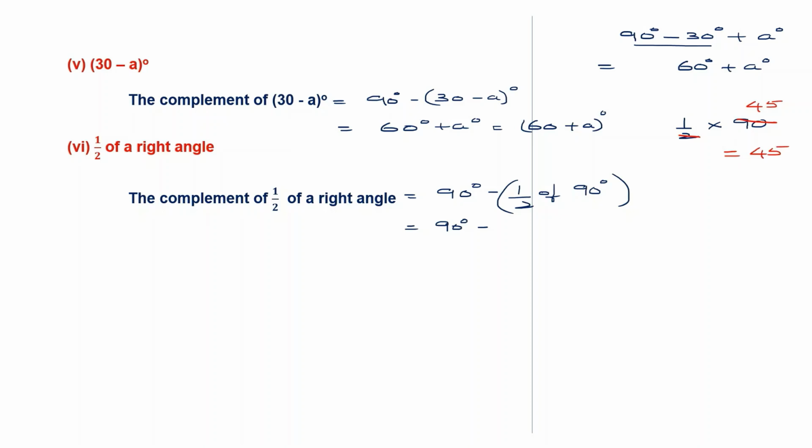So here 90 minus 45 degrees. 90 minus 45 is 45 degrees. So the complement of half of a right angle is 45 degrees.